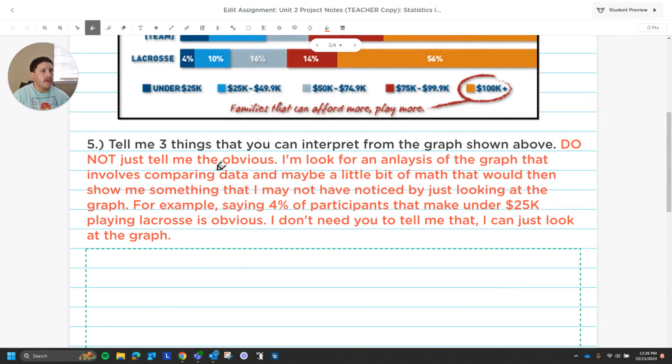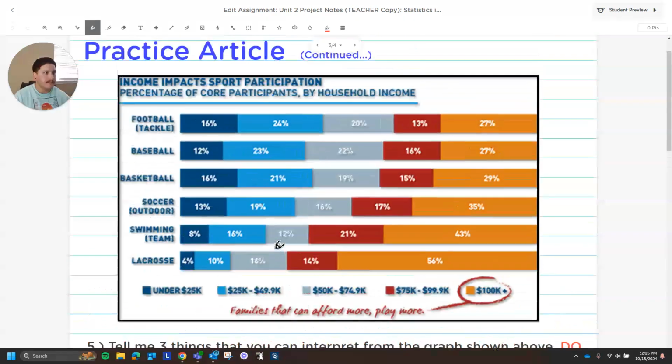In this graph, I want you to tell me 3 things that you can interpret from the graph shown above. And I have a disclaimer in red that I want you to pay close attention to. Do not just tell me the obvious. I'm looking for an analysis of the graph that involves comparing data and maybe a little bit of math, that would then show me something that I may not have noticed by just looking at the graph. For example, saying 4% of participants that make under 25K play lacrosse is obvious. I don't need you to tell me that. I can just look at the graph. I need more than just stating the obvious.